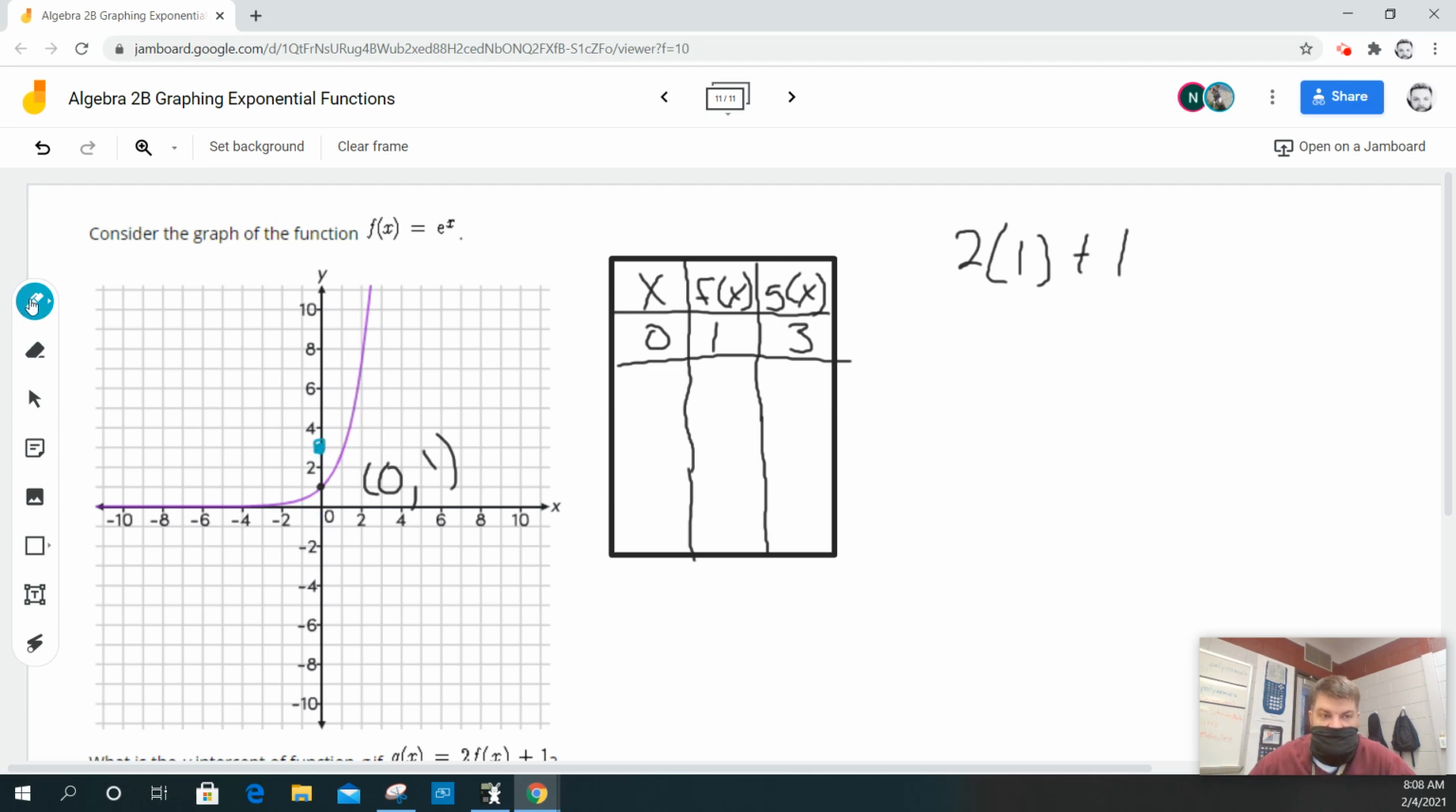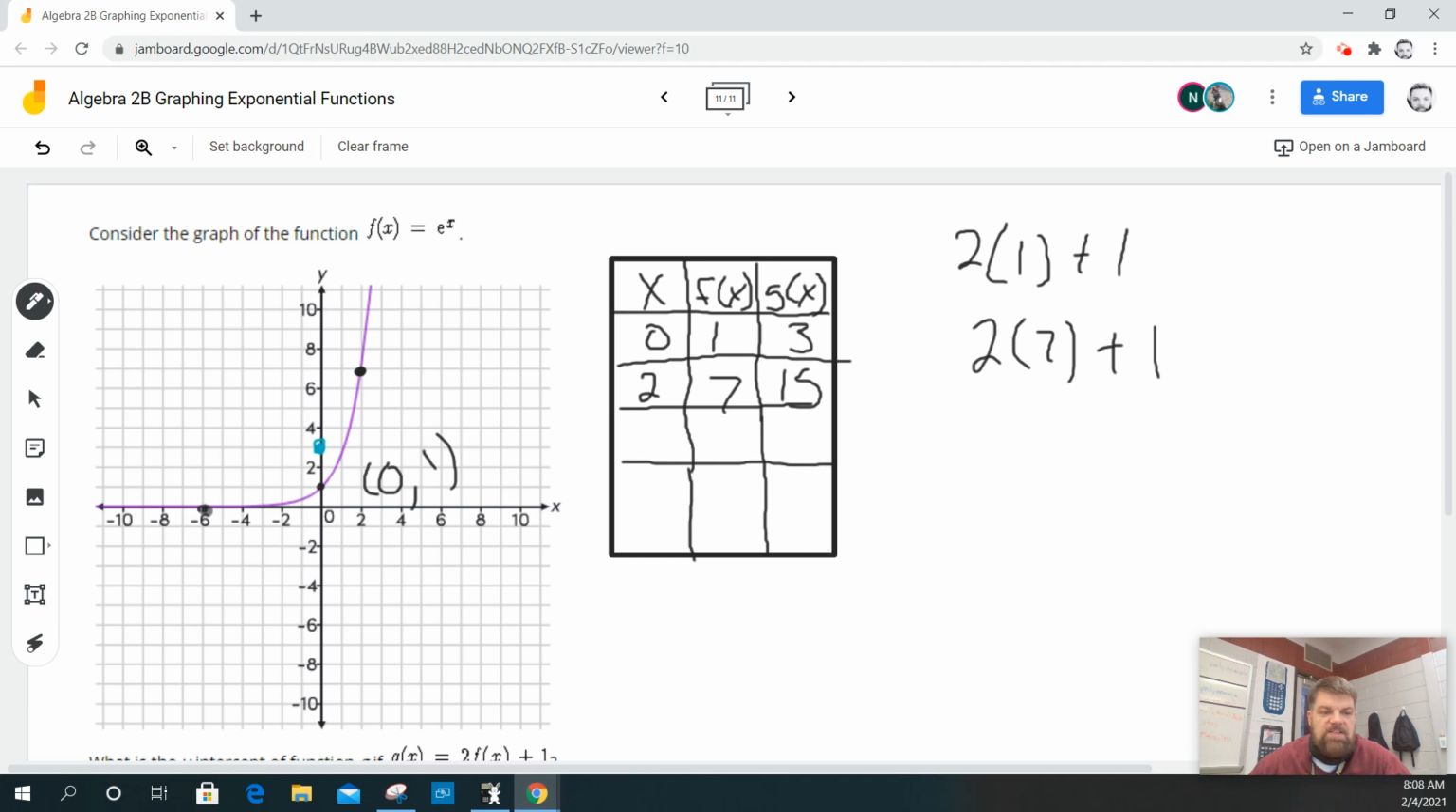And if I'm going to do one more point on this graph, it looks like it crosses right here. So that means that when x equals 2, my f of x is equal to, what's that look like, 7? So then if I were to say 2 times 7 plus 1, then g of x would be 15. So this is going to grow exponentially.